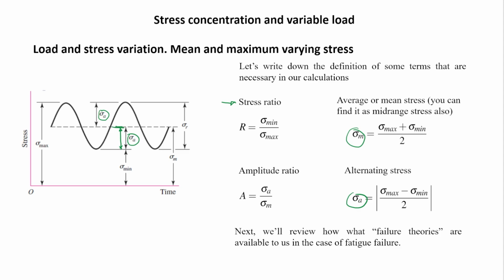stresses. And then above all, we're going to consider that alternating stresses are always going to be positive because of these absolute value bars used here, always positive. And finally, we're going to have the amplitude of that wave that we have over there, and that's going to be defined by the ratio between the alternating stress and the average of the stress.